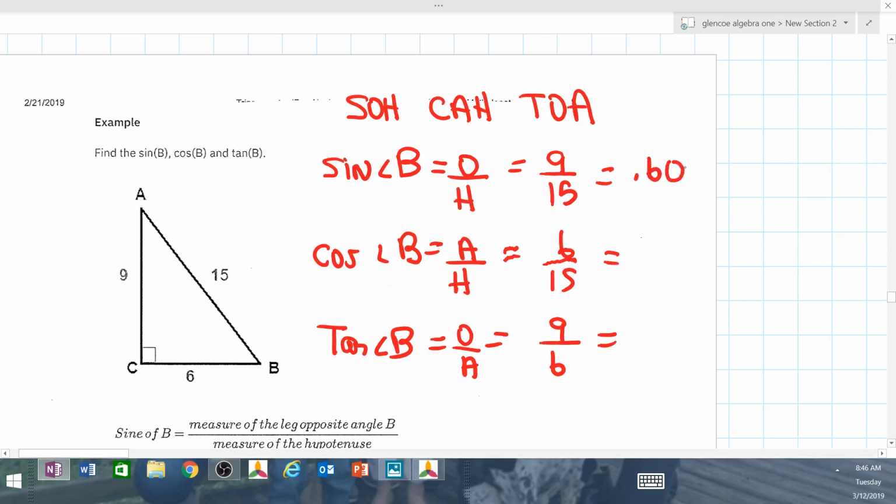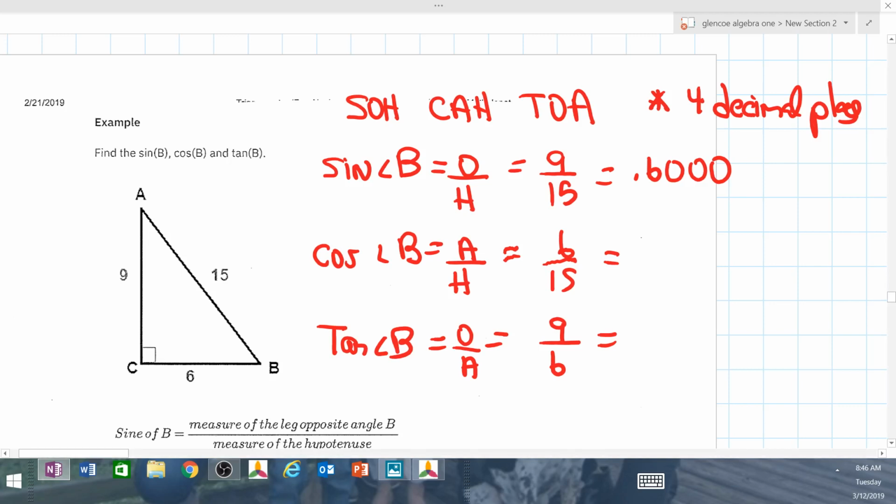On the table, it's going to be 0.6000. Are you with me? How many decimal places? 4 decimal places. Okay. The cosine is 6 over 15.